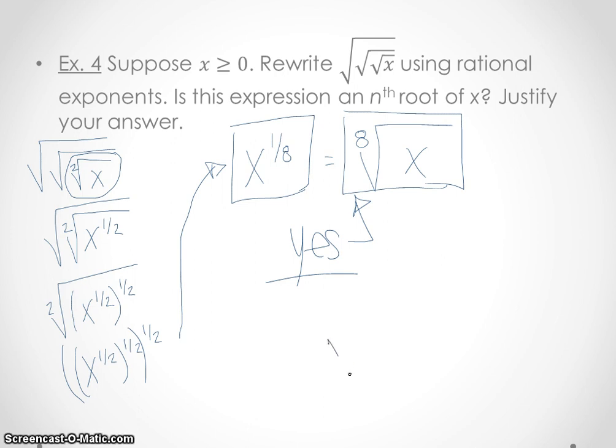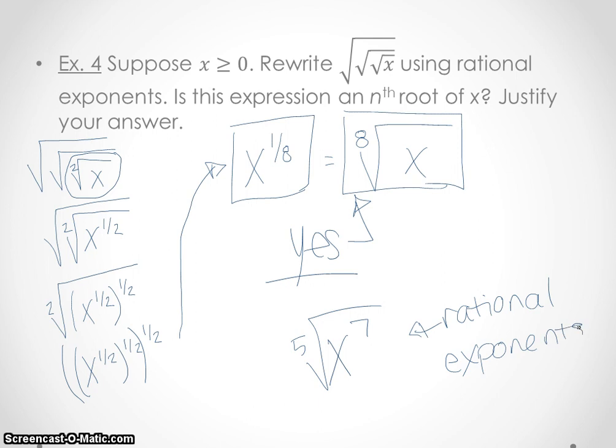Do me a favor, practice one more. I want you to take the 5th root of x to the 7th power and rewrite that using rational exponents. I know this wasn't a planned example, but I want you to rewrite using rational exponents on your own, and I will check your answer tomorrow. Hopefully it'll take you 2 seconds. Just rewrite using rational exponents, so you're going to have this to some power that's going to be a fraction.